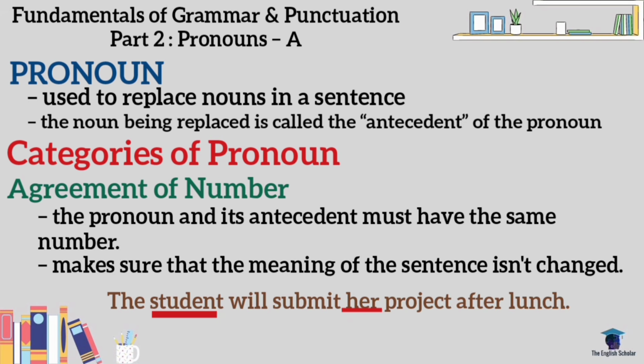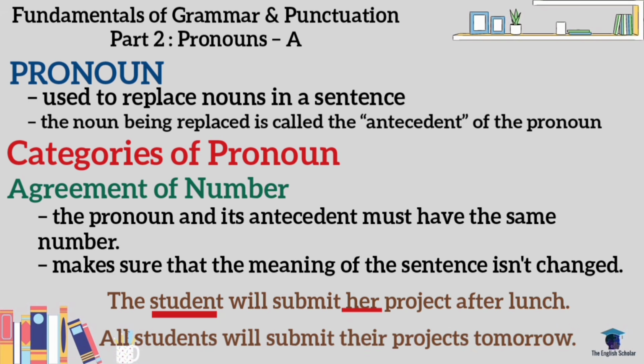Another example. All students will submit their projects tomorrow. Students is plural, so our pronoun is plural too, which is their. Our antecedent is plural, and therefore our pronoun is plural as well. That is agreement of number.